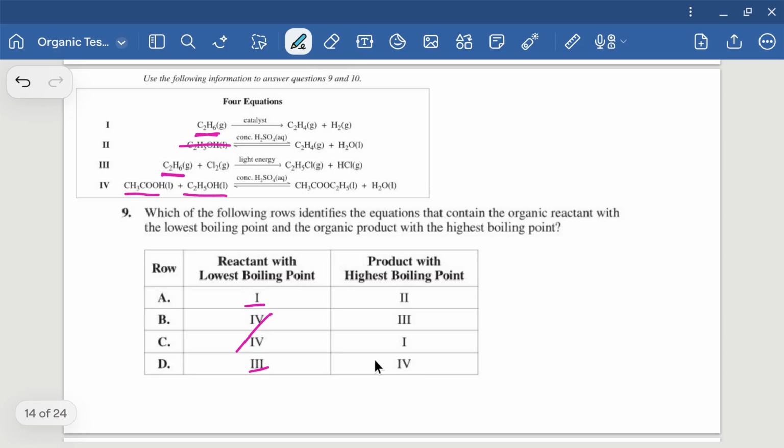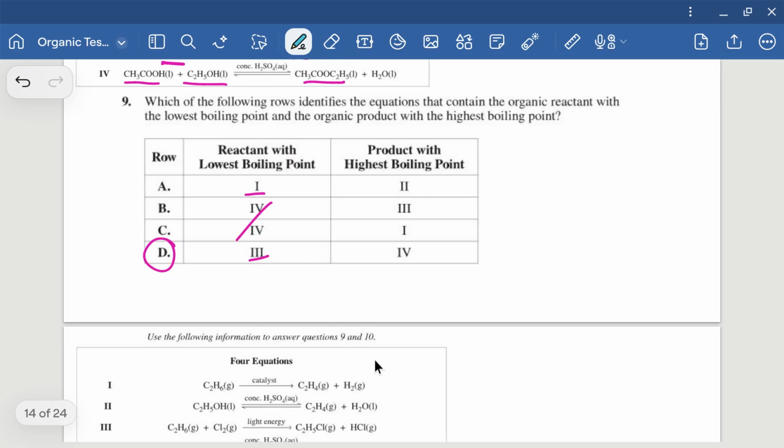Now, if we're looking at the product with a higher boiling point, we need to see something that will make that molecule polar. This first one's not going to be polar, not polar. This has a tiny dipole, but this last one's probably our best choice because we have that carboxyl group and some lone pairs on those oxygens. So it looks like for this, D is the best one to choose.